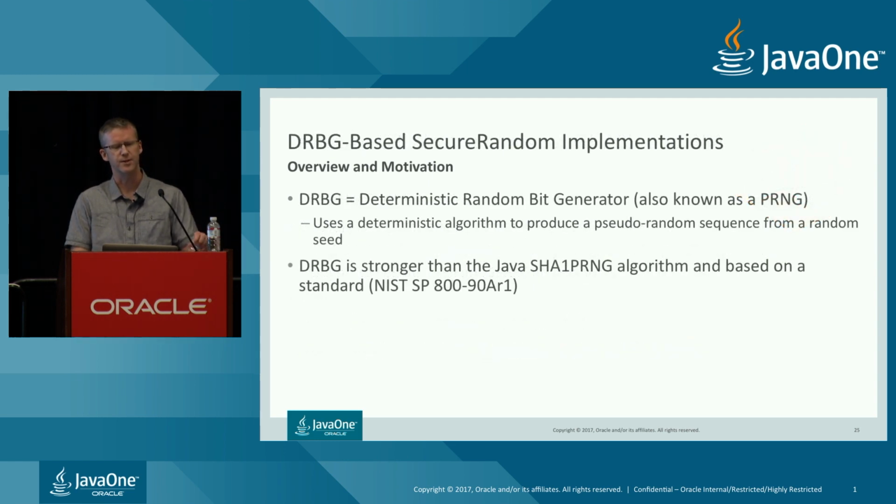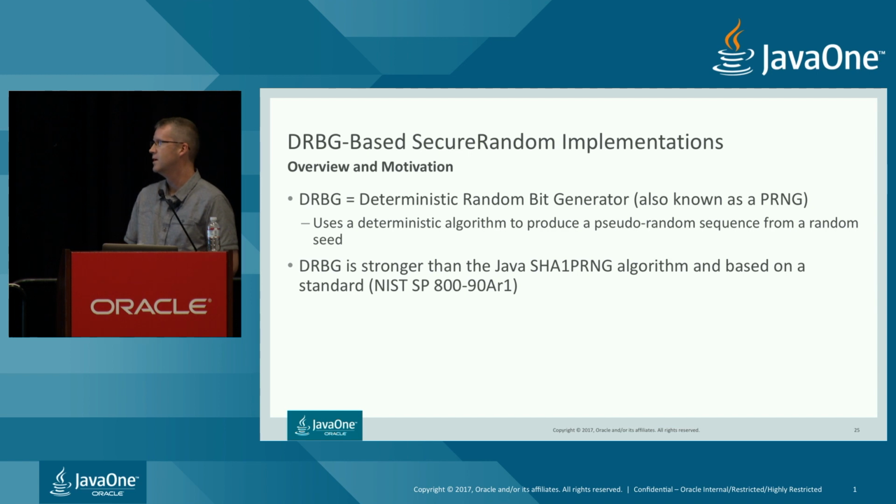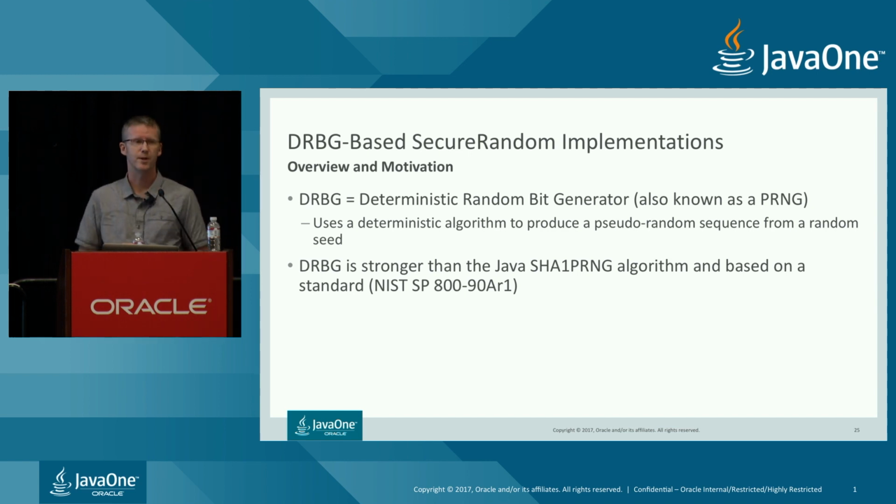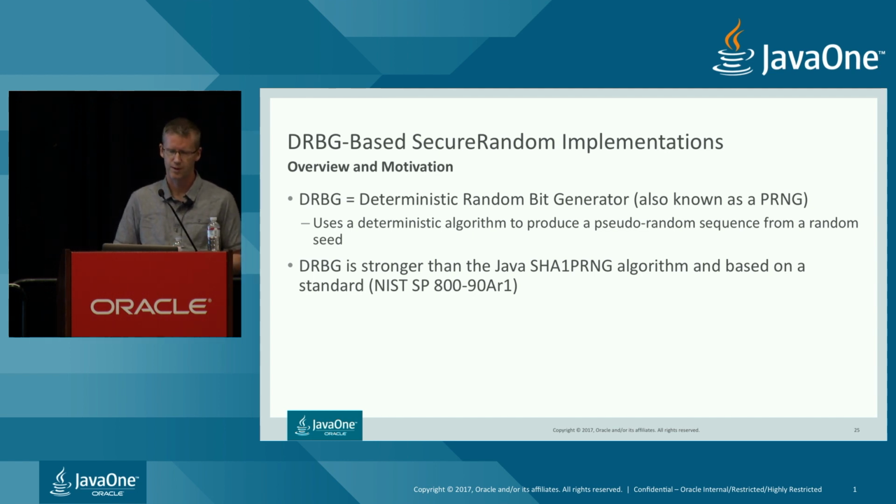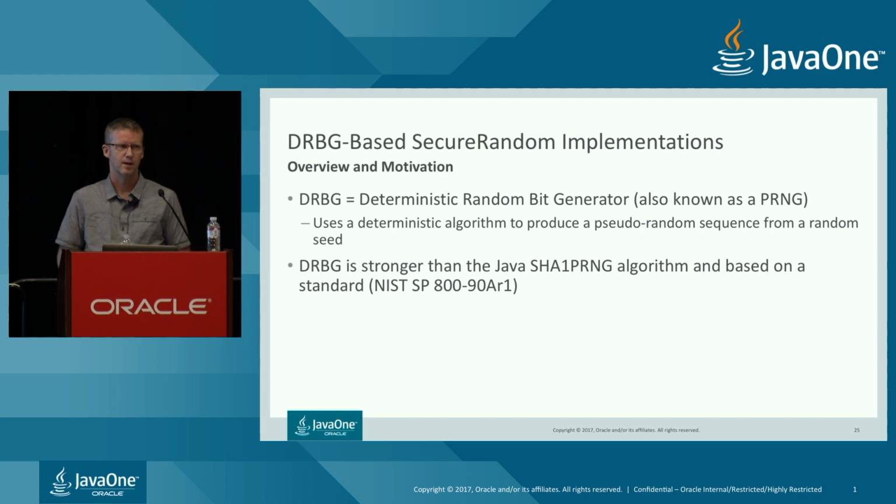The last of the JCE enhancements for JDK 9 is called DRBG-Based SecureRandom implementations. DRBG stands for Deterministic Random Bit Generator. It's also known as a PRNG, or a pseudo-random number generator. DRBG uses a deterministic algorithm to produce a pseudo-random sequence from a random seed. So the security and the randomness of the seed is critical. It's really important for pseudorandom number generators.